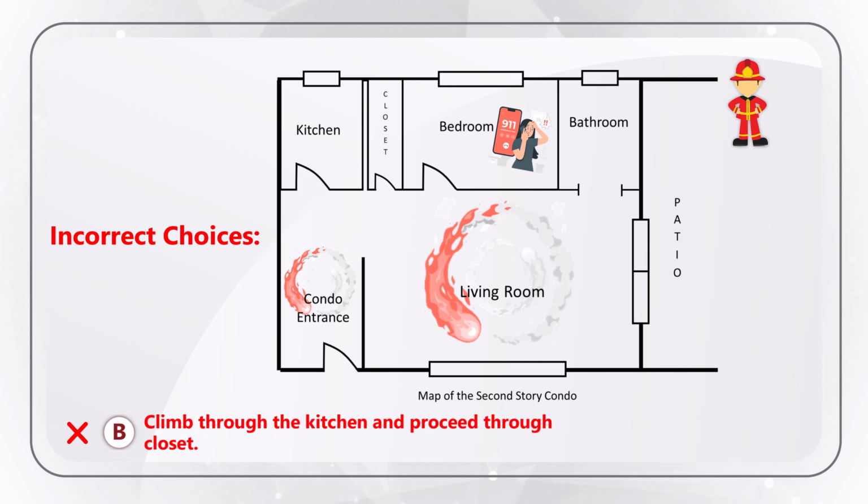As you can see, we can enter the kitchen through the window because there is a window in the kitchen. Then there is a path from kitchen through closet into the bedroom. But we have to break through the walls and this wouldn't be the fastest path.